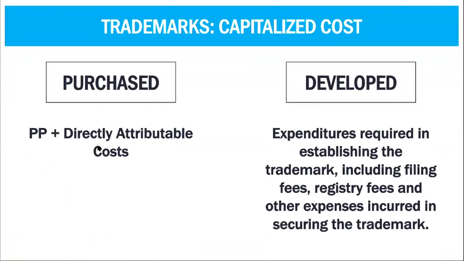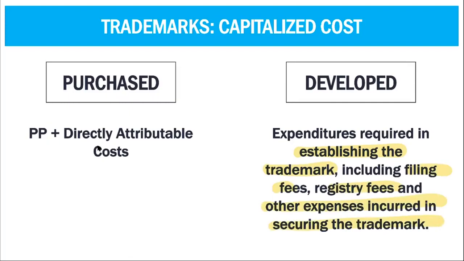So if the trademark is purchased, still purchase price plus directly attributable cost. But if the trademark is internally generated, what are the costs that are included? Those are the costs for the establishment of your trademark, which are your filing fees, registry fee, and other expenses incurred in securing the trademark. So in short, only those costs for the securing of the trademark, just like your patent.